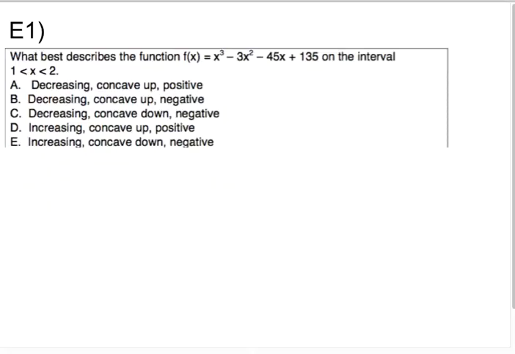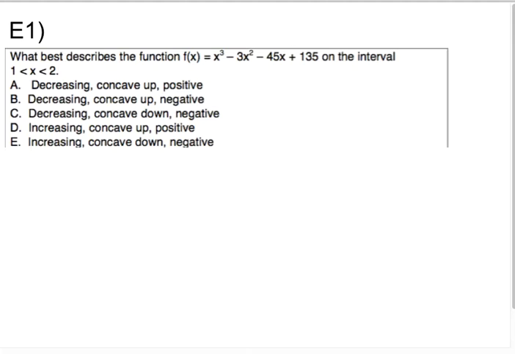All right, example 1. Which best describes the function f of x equals x cubed minus 3x squared minus 45x plus 135 on the interval from 1 to 2? Okay, there's a couple different ways to do this. Because it's an interval, not a specific value, it's difficult to just plug in a number. One thing you could do is use 3 halves. You could plug in 3 halves to f of x, f prime of x, and f double prime of x, and that would answer your question pretty quickly. It's largely whether you want to plug in a fraction or not.